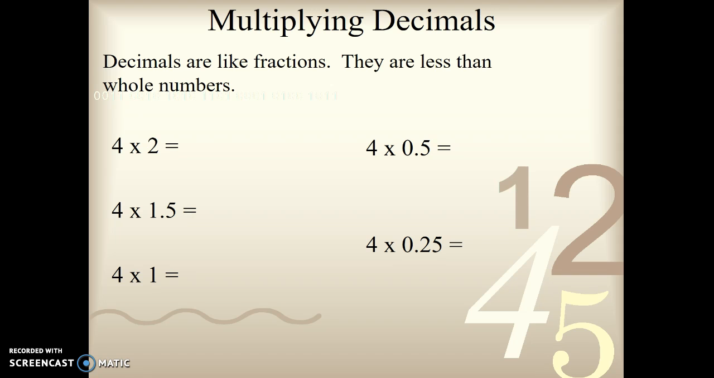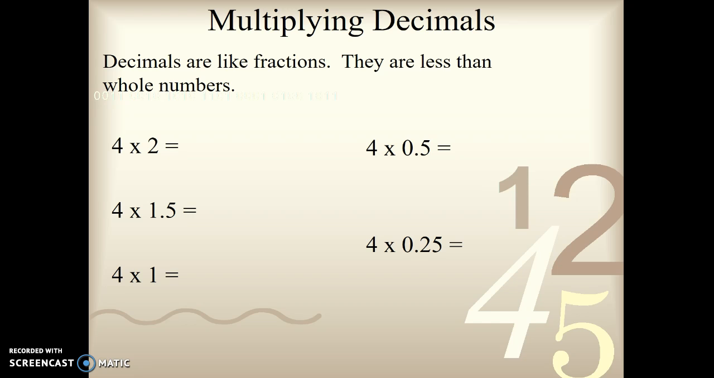Okay, so decimals are like fractions. They are less than a whole. So that means if you have a decimal that you're working with that's less than 1, when you multiply that by your other factor, you're going to get a product that's less than that other factor. So let me show you what I mean. So let's just go through these together.